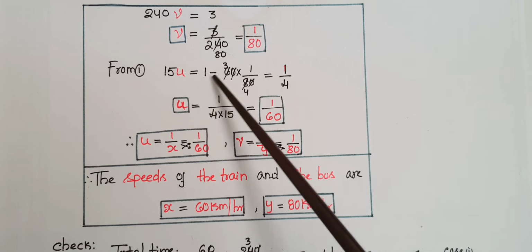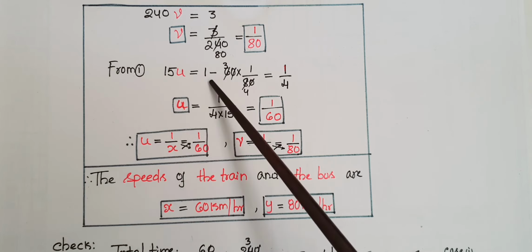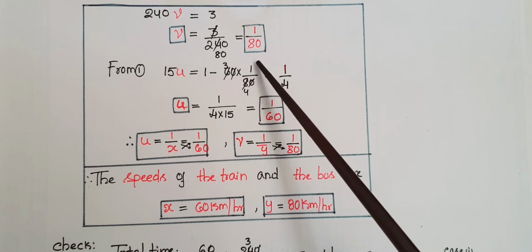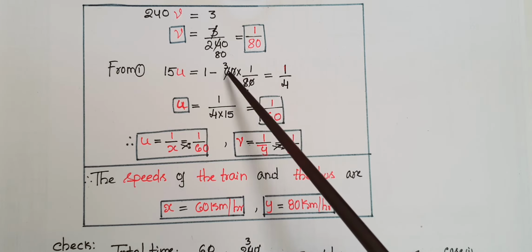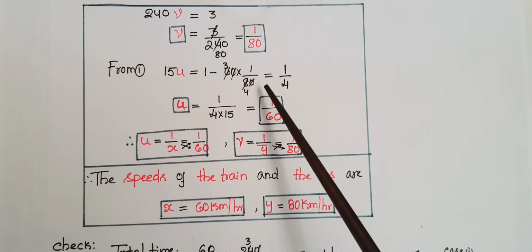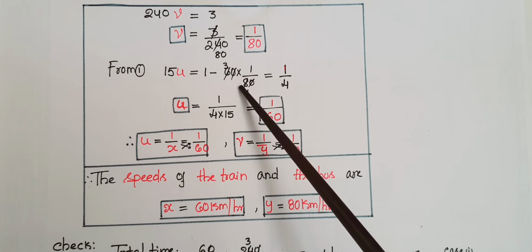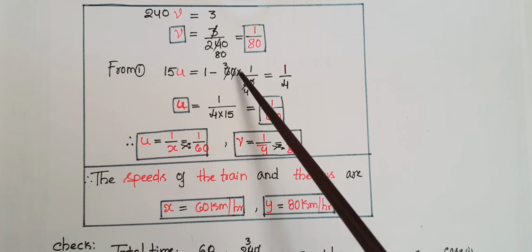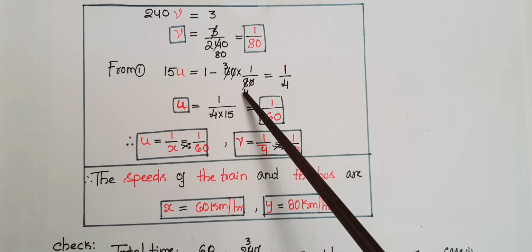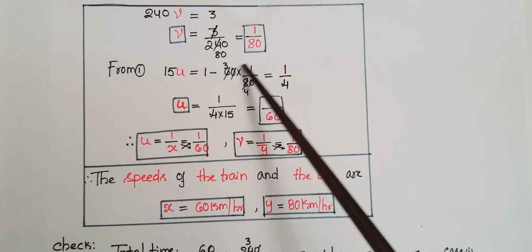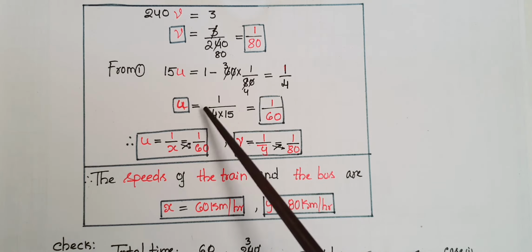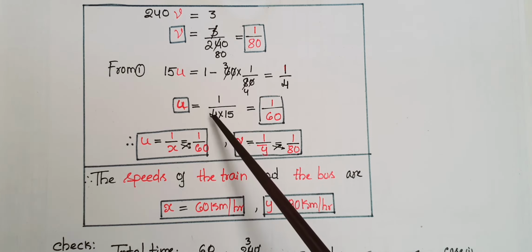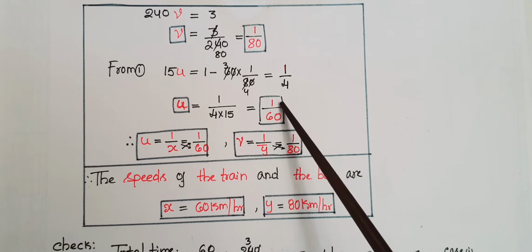Then from 1, 15u is equal to 1 minus 60v, so 60 into 1 by 80, that is here you will get 3 by 4, cancel 0 0, and 2 3s are 6 and 2 4s are 8, so 3 by 4. 1 minus 3 by 4 is equal to, 4 1s are 4 minus 3 is 1 by 4. So u is equal to 1 by 4 into 15, that is 1 by 60.